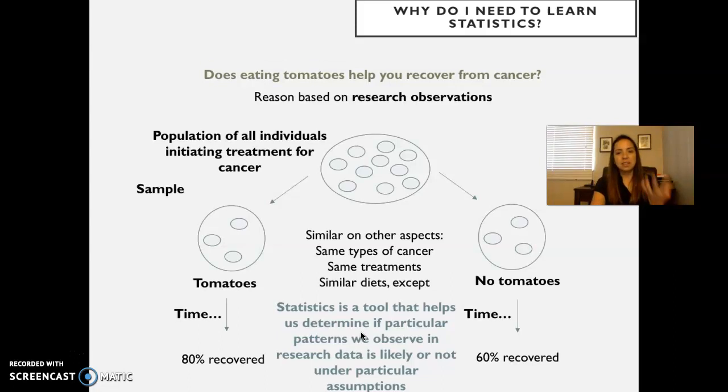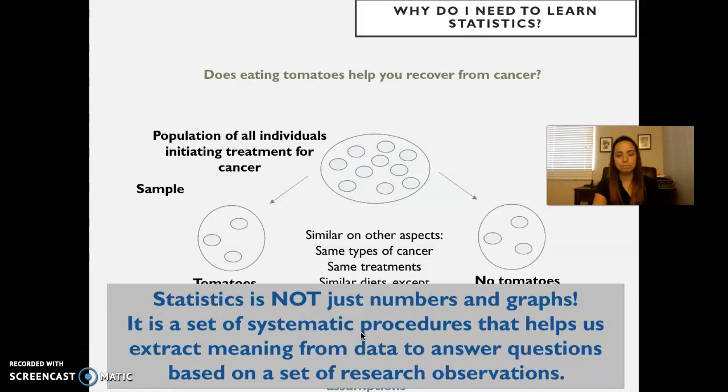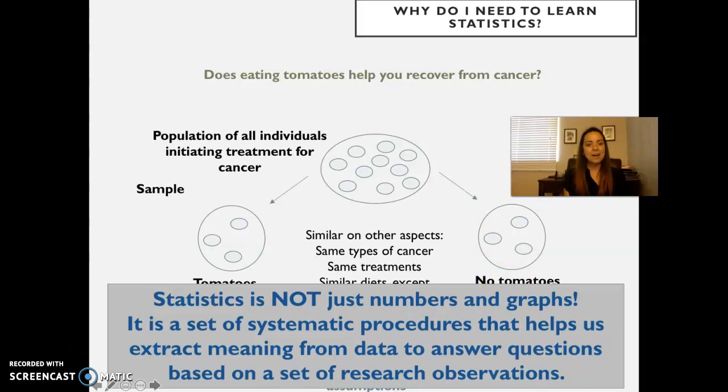So when we reason based on research observations, we'll need stats. There's no way around it, because we need stats to examine whether that pattern that we're seeing we can trust, and whether it's reliable enough for us to dismiss the null hypothesis. So statistics is really not just numbers and graphs, though graphs are pretty cool to make points and support some arguments that we make. But it is really a set of systematic procedures that helps us extract meaning from data to answer questions based on a set of research observations.